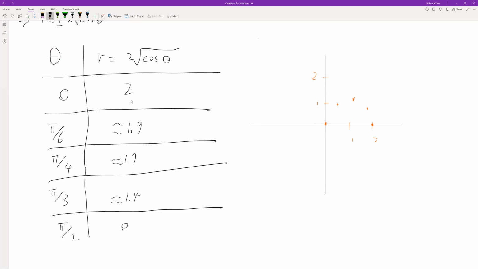And let's graph it like that. Okay, that's really bad. Let me try that again. Okay, there you go. And then we know that the rotation is this.